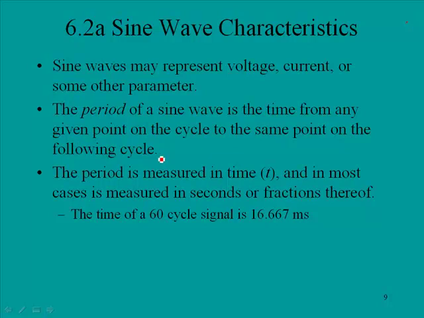on the following cycle. The period is measured in time, and in most cases it is measured in seconds or fractions thereof. The time of a 60 cycle per second wave is 16.667 milliseconds. So if we said 1 second and we divided it into 60 parts, then we would get the time of 1 cycle, and hence 1 period.